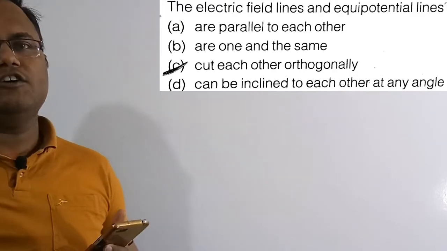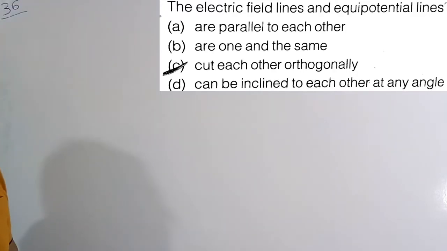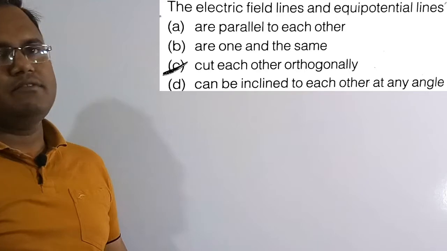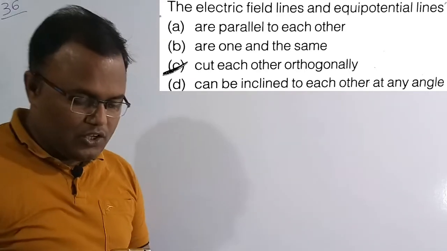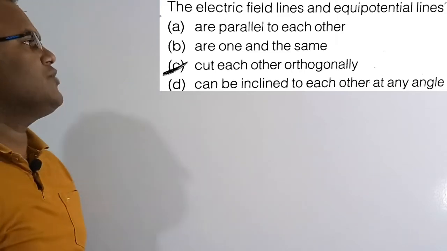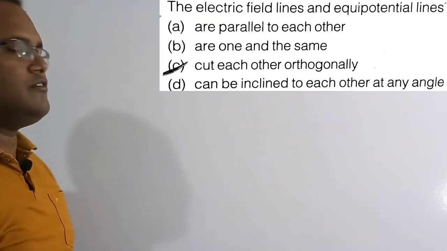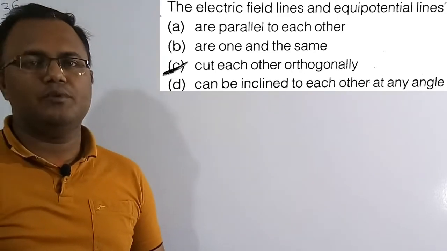So now we are going to solve the 36th question. See the question here. The electric field lines and the equipotential lines are. Basically in this question they are asking how the electric field lines and the equipotential lines intersect. Out of these four options, option C, they cut orthogonally, is the correct solution of this question. So let's solve this numerical.